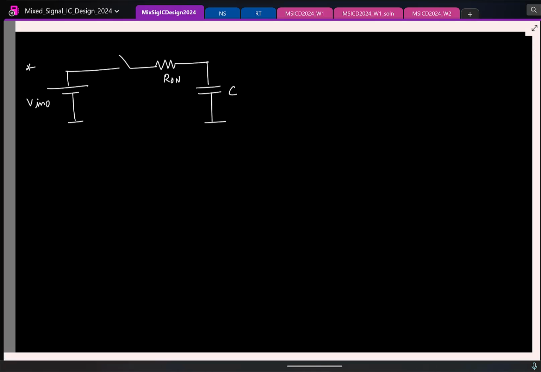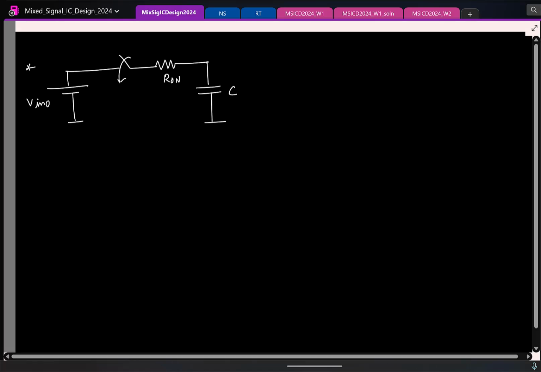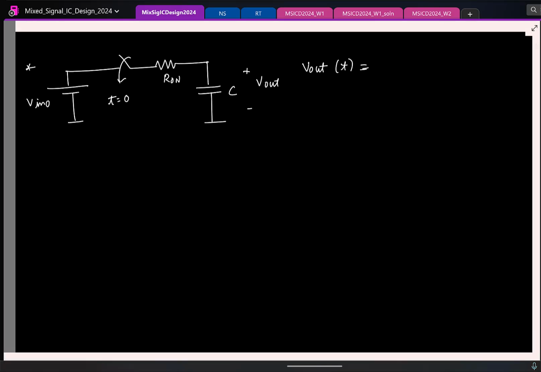So here, this is a simple circuit. Let us say the switch is now closed. Let's say I define this as t equal to 0, for simplicity. So tell me what is V out. You should be knowing this now, hopefully. What is V out of t? This is a function of time.